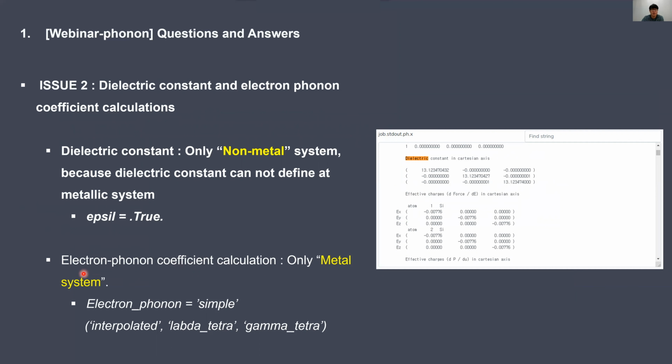Okay, next case is the electron-phonon coefficient calculation. It is also defined in the metallic system. When you want to calculate the electron-phonon coefficient, you can turn on the electron-phonon tag. This consists of simple and interpolated lambda, tetra and gamma, tetra. So you can only calculate the metallic system.